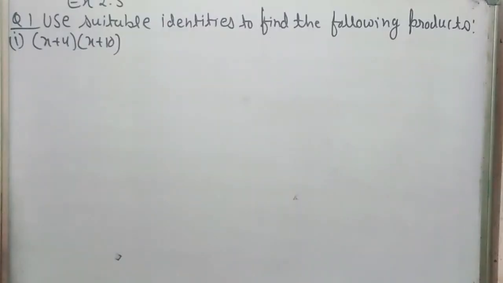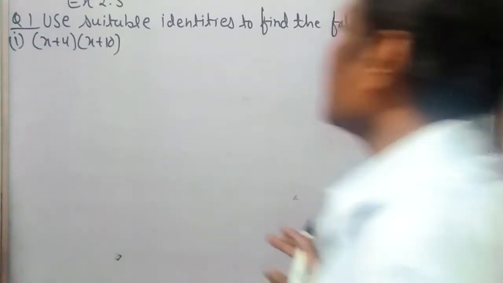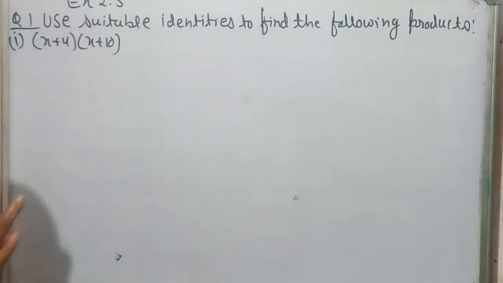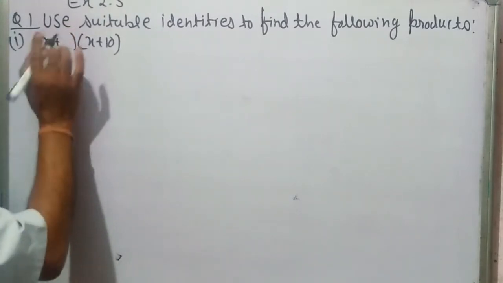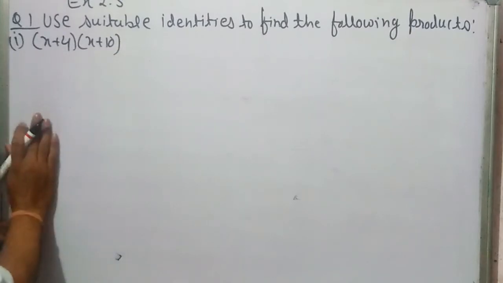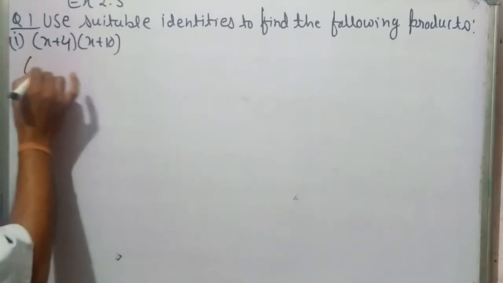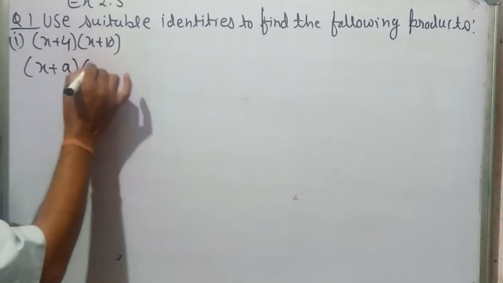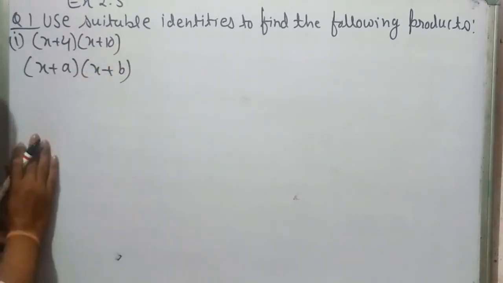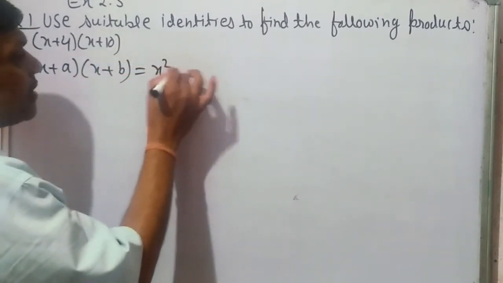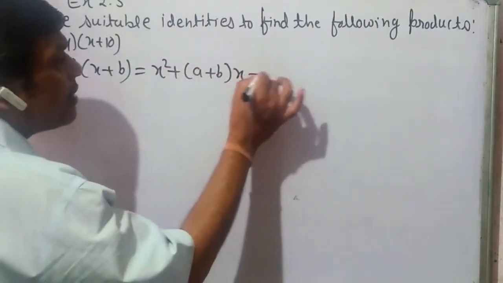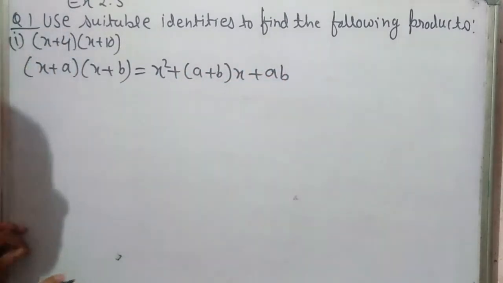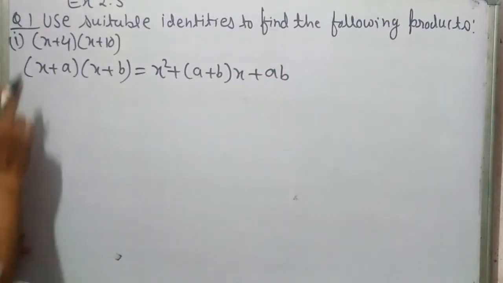So dear students, starting with exercise 2.5, question number 1 that we have got is: use suitable identities to find the following products. The first part is (x + 4) multiplied with (x + 10). Now let us recollect the identity that is suitable for it: (x + a) multiplied with (x + b). And this identity we saw was x² + (a + b)x + ab. We simply have to put the values.